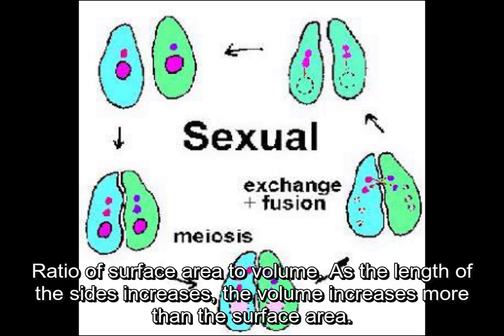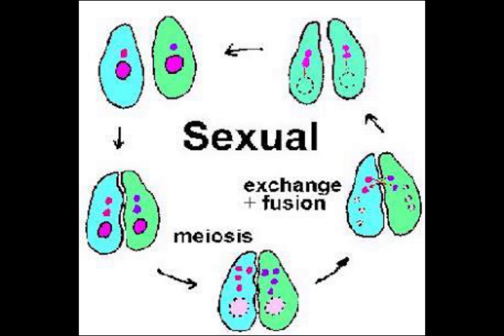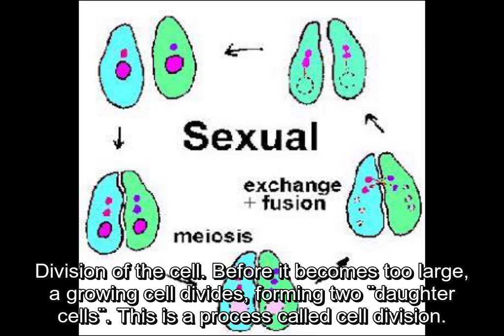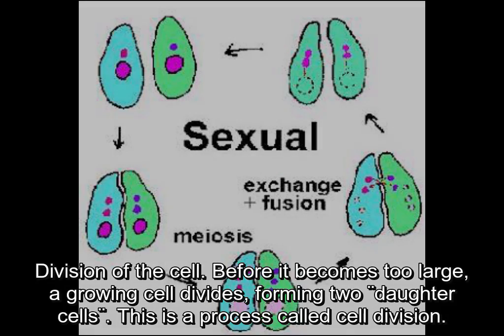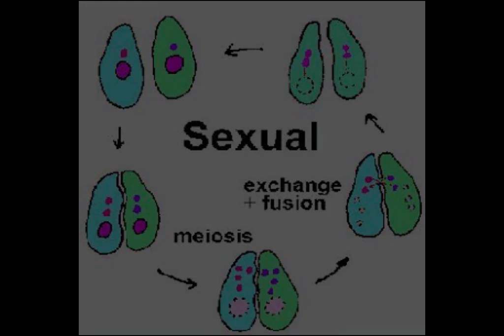Ratio of surface area to volume. As the length of the sides increases, the volume increases more than the surface area. Division of the cell. Before it becomes too large, a growing cell divides, forming two daughter cells. This is a process called cell division.